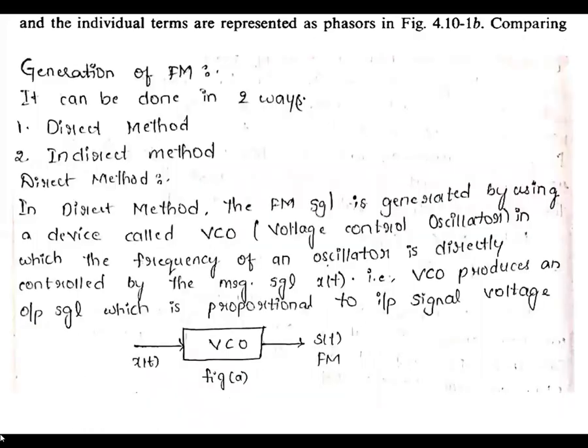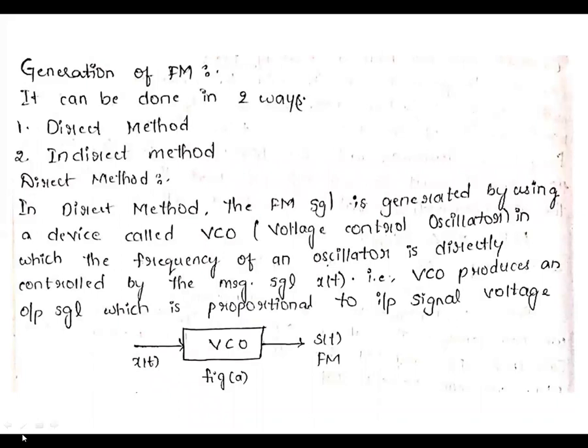So now coming to the next concept, the generation of FM. It can be done in two ways: one is the direct method of generation, and the other is the indirect method of generation. Students, please note one point here: in place of m(t), x(t) is considered. That is the only difference.